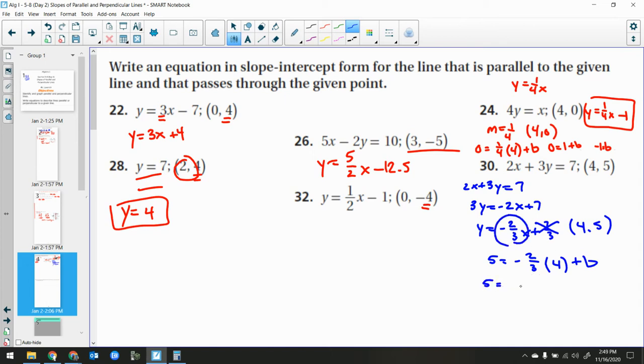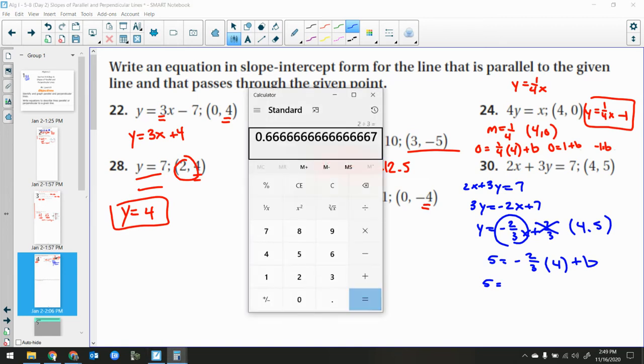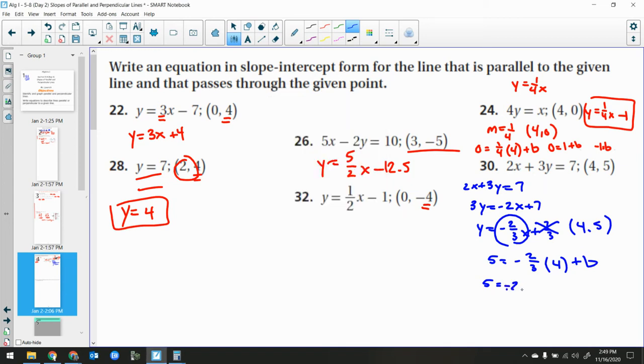So 5 is equal to, okay, let me do a decimal here. 2/3 times 4, 2.7, we'll say. Negative 2.7 plus b. And I add that over, 7.7 is equal to my b. So my equation is y is equal to negative 2/3 x plus 7.7. That's my answer.